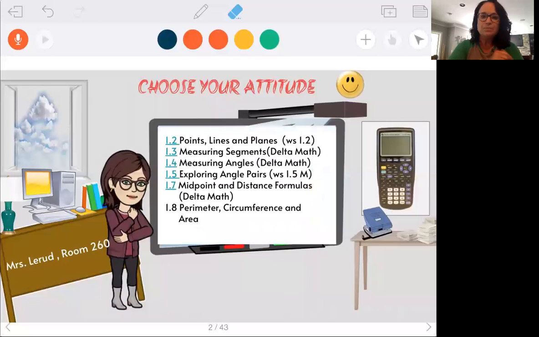And so this is what we'll be covering in chapter 1. In 1.2, we're going to do points, lines, and planes. Actually, it's easy, so that's nice. Then we're going to do some measuring of segments in 1.3, some measuring of angles in 1.4, and exploring some angle pairs and their different names and relationships in 1.5. We won't be doing 1.6. 1.7 goes a little algebra with some midpoint and distance formulas, and 1.8. 1.7 and 1.8 are actually the most important of the whole unit. But you can see what's laid out ahead of you.